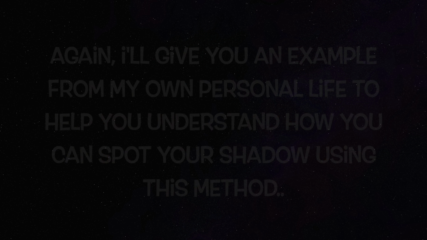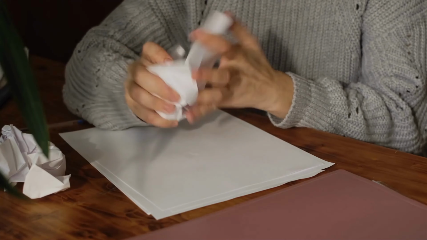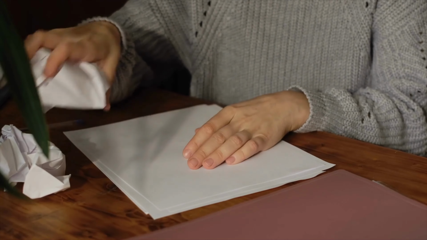Again, I'll give you an example from my own personal life to help you understand how you can spot your shadow using this method. For the longest time, I found myself struggling with procrastination, and I really wasn't able to understand why I was going through it, why I was behaving the way I did, why I kept procrastinating things. All I knew was I was feeling a little bit overwhelmed whenever I got myself to sit down and work. But why was I exactly feeling that way? I was not able to figure it out until recently.